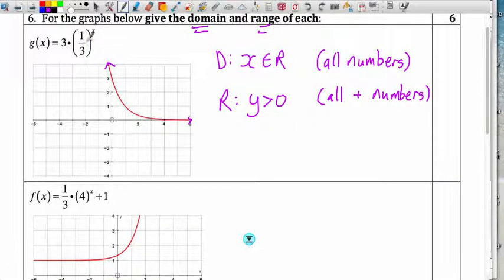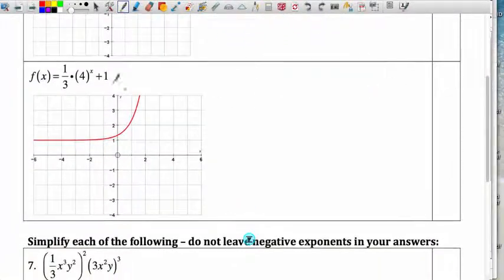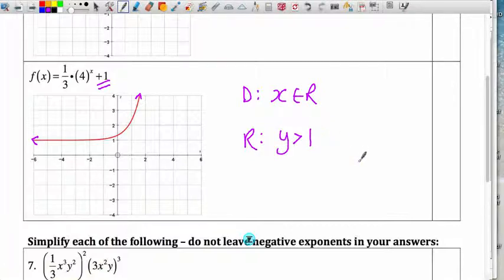In this case, this would be an exponential decay function because as the value of x increases, the value of y decreases. So very similar here. This is an exponential growth function because as the value of x increases, the value of y increases, as you can see from the shape of the graph. And so the only difference here is this plus 1, as you can see, has caused the entire graph to shift up. And so the domain in this case, x is all real numbers. The range in this case, y greater than 1.